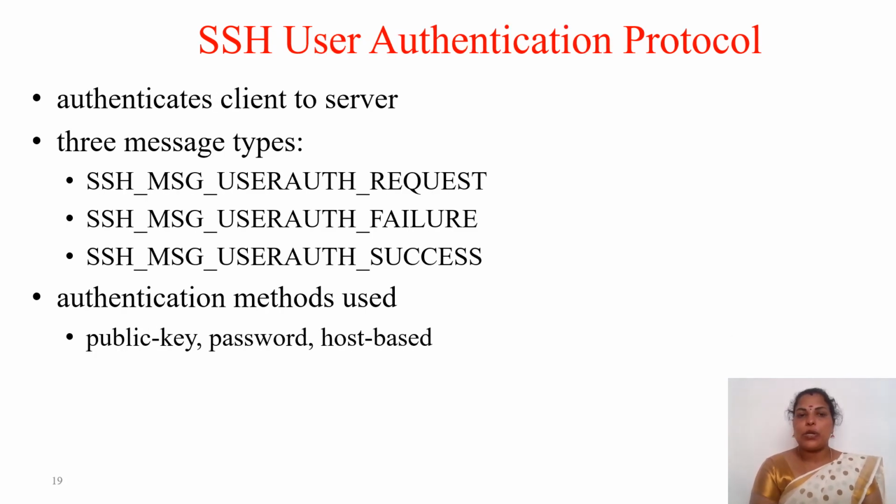Next is the SSH user authentication protocol. It authenticates the client to the server. Here we have 3 message types: SSH message user authentication request, failure and success. From the names themselves, these message types are used for different functionality: for getting a request, to represent a failure, and to represent success. The authentication methods used are public key, password, as well as host-based authentication methods in this SSH user authentication protocol.